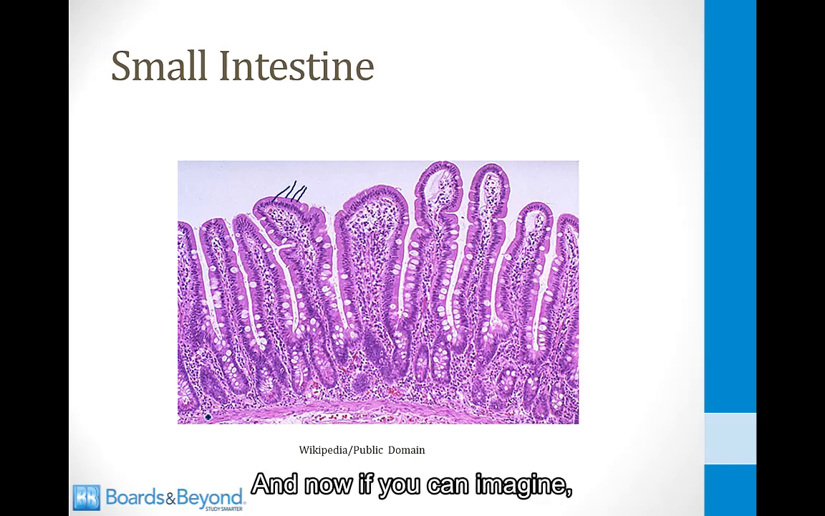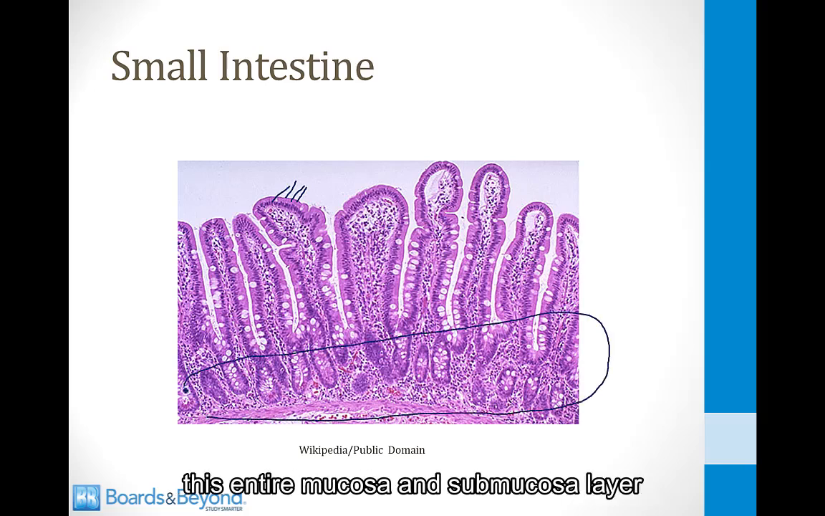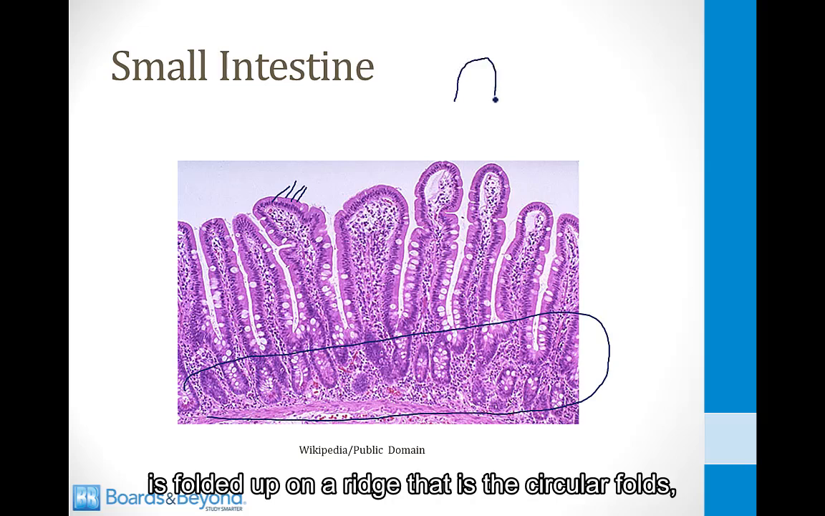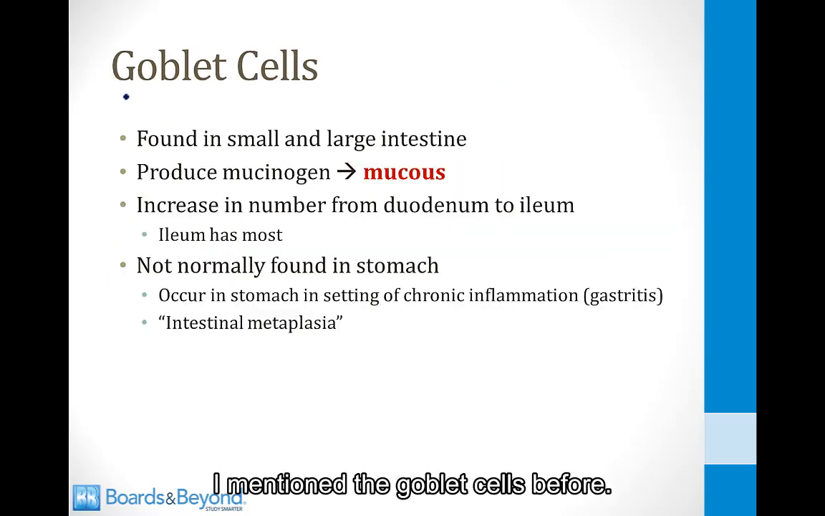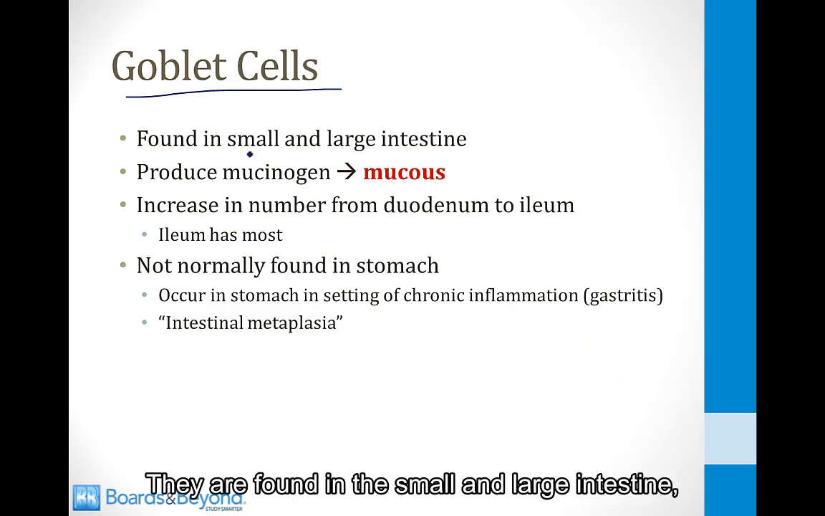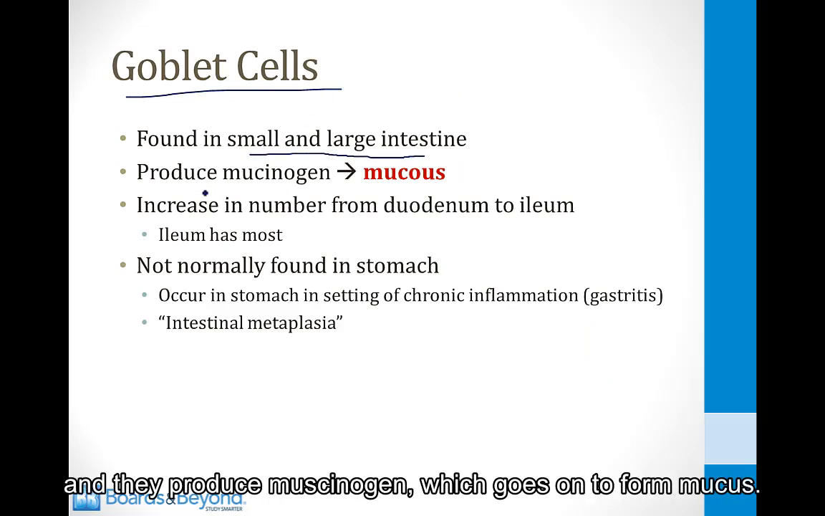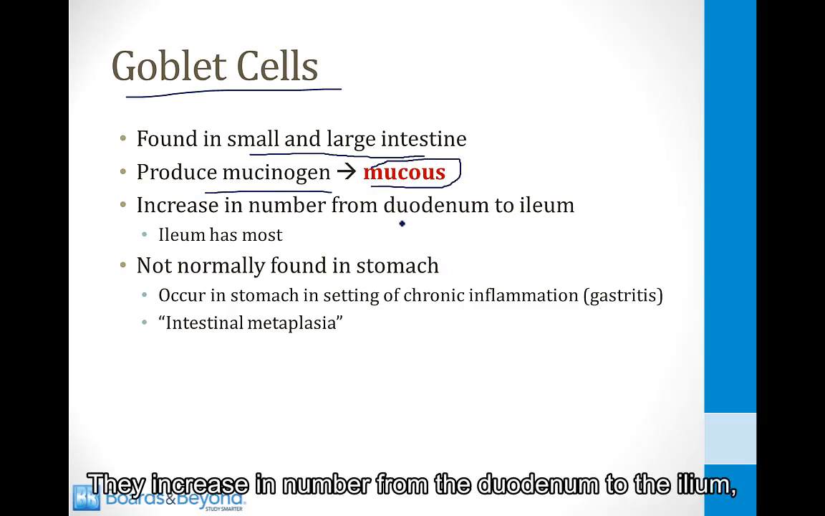And now if you can imagine, this entire mucosa and submucosa layer is folded up on a ridge that is the circular folds that also adds to the surface area for absorption in the small intestine. I mentioned the goblet cells before. They are found in the small and large intestine, and they produce mucinogen, which goes on to form mucus. They increase in number from the duodenum to the ileum.